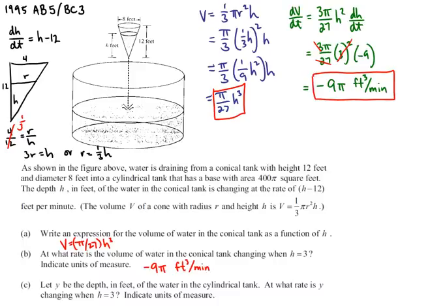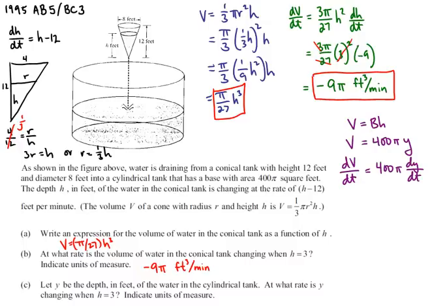Finally, for part C, if we let y be the depth in feet of water in the cylindrical tank, then at what rate is y changing when h is equal to 3? Well, we're told earlier that the cylindrical tank has a base with area 400 pi square feet. And since volume is just the area of the base times the height, then volume would be 400 pi times h. Sorry, that would be times y, because we're working with the cylindrical tank right now. We want to take the derivative of both sides with respect to t. We'd get dV/dt is equal to 400 pi dy/dt.